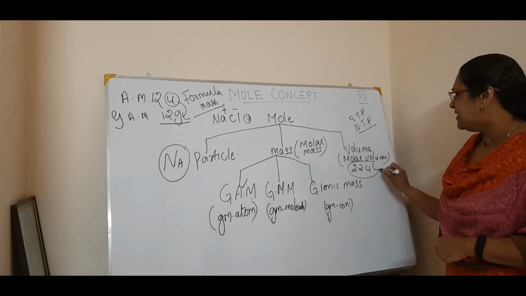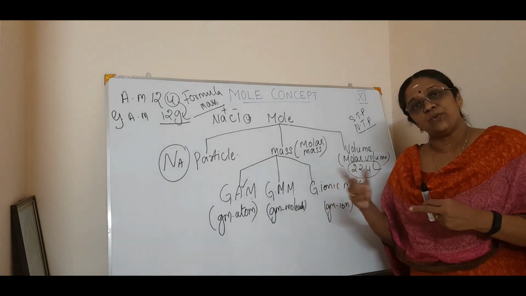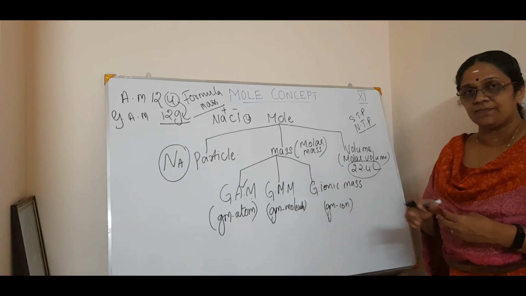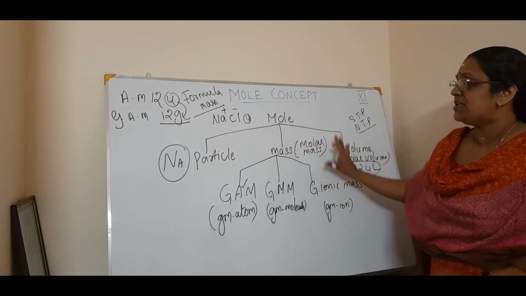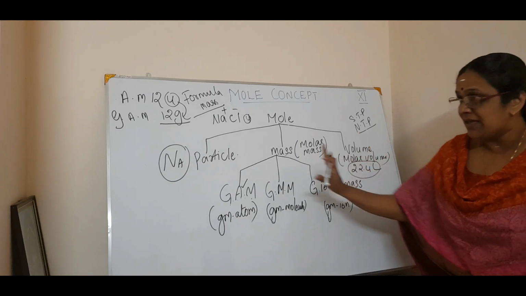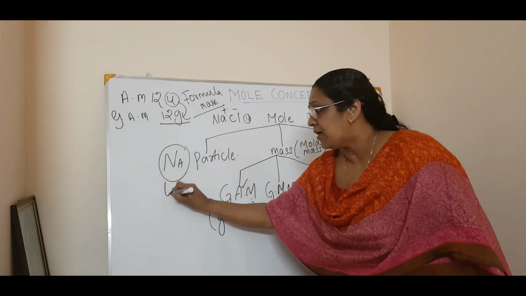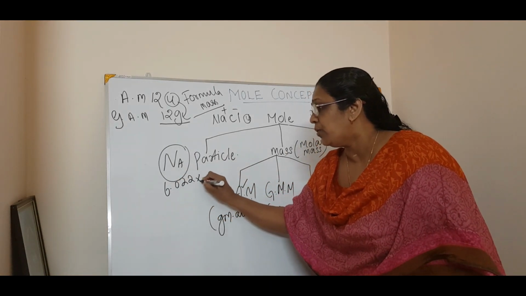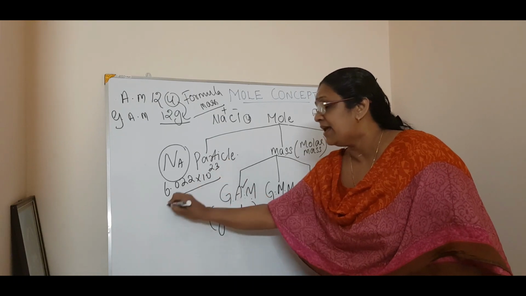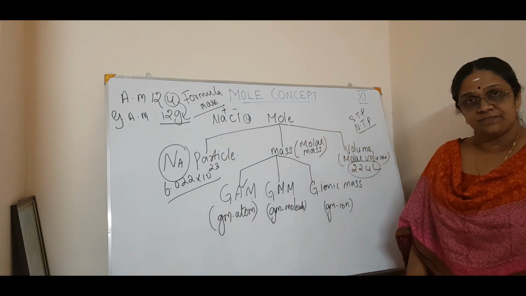Always we just represent it in liter. Now whatever the numerical comes, we can change liter or milliliter, whatever. So this is the representation of mole in 3 ways. That is particle, that is fixed. How much? 6.022 into 10 raised to 23. And that is the Avogadro number.